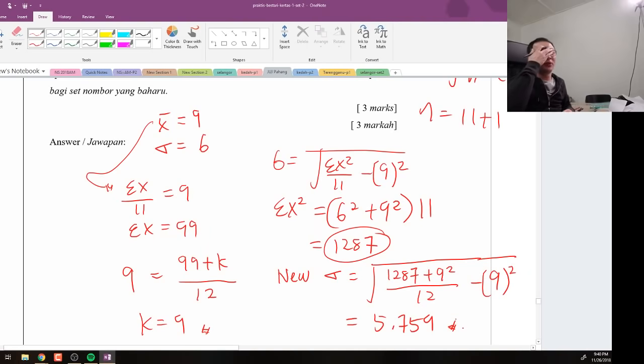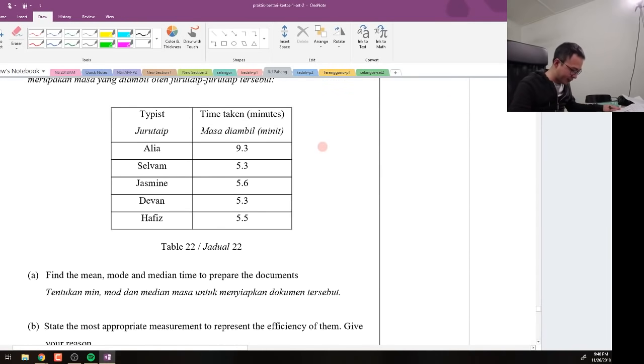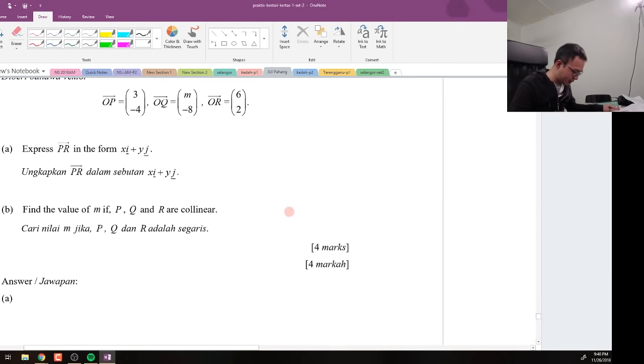Alright, this is how we do the statistics questions. Yeah, it's a bit troublesome. What I can tell you is, whenever they give you the mean and the standard deviation, and then you see a new number added in, the first thing you need to do is always find out the sum of x squared and sum of x. Because you need to know all the x numbers added together, then only you can add in the new number. So this is how we do this kind of question. And I want to move to another paper already. I remember there's still one more here.